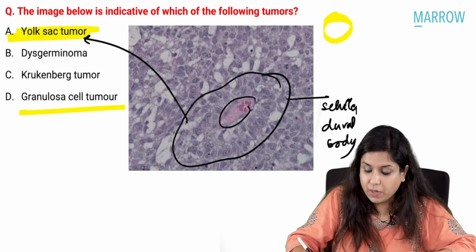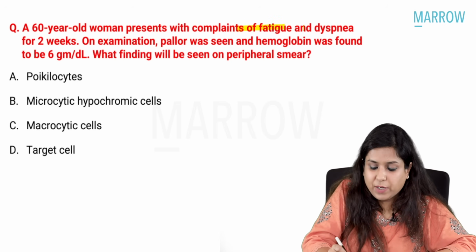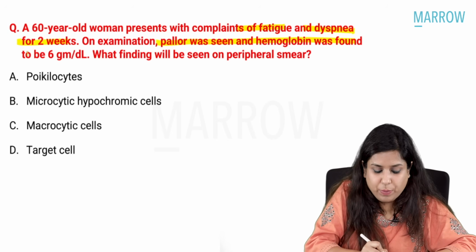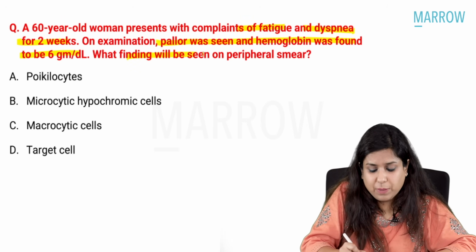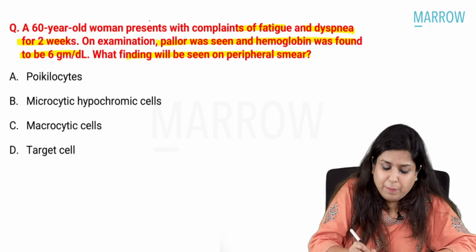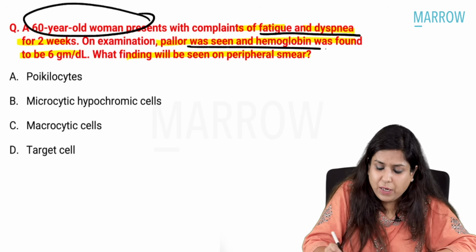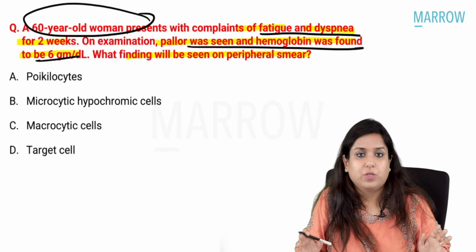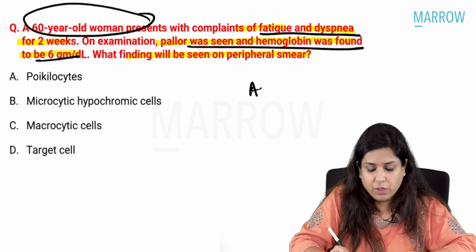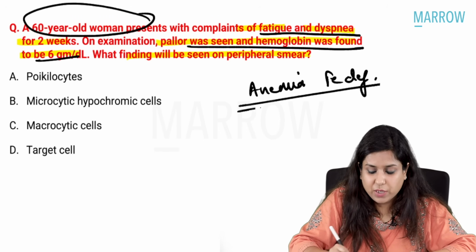Easy? Next. A 60-year-old woman presents with complaints of fatigue and dyspnea for 2 weeks. On examination, pallor was seen and hemoglobin was found to be 6 gram per deciliter, quite low. What will be seen on the peripheral smear? Now, a woman who is very old with fatigue, dyspnea and very low hemoglobin with nothing else given in the question, you will directly think about anemia, and which anemia I normally think about: iron deficiency anemia.